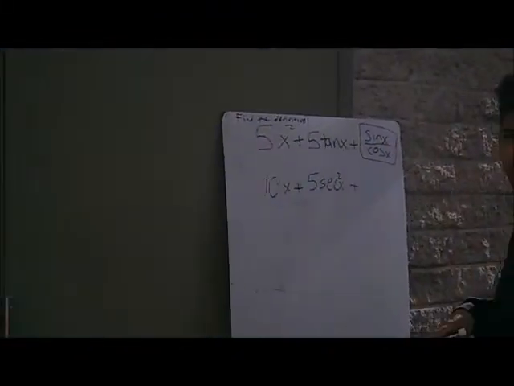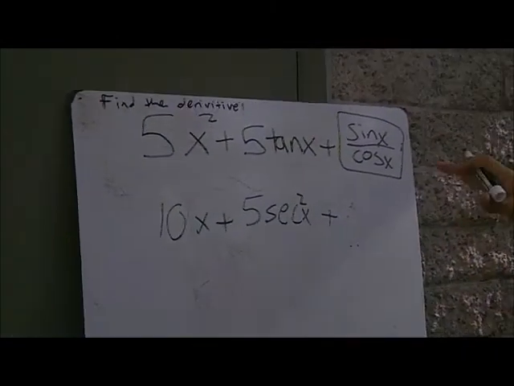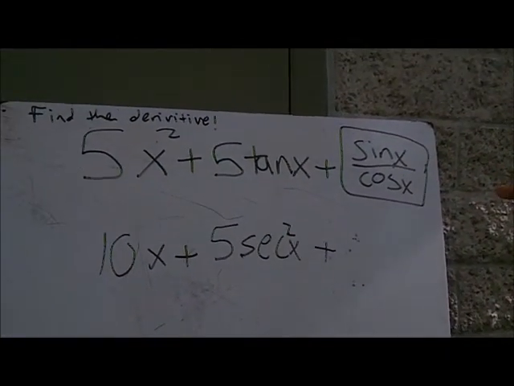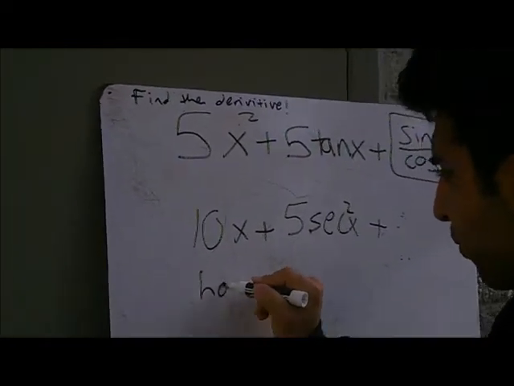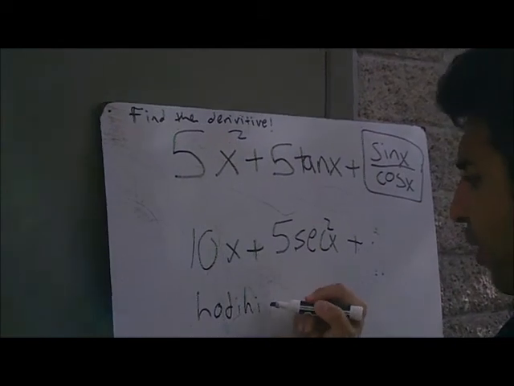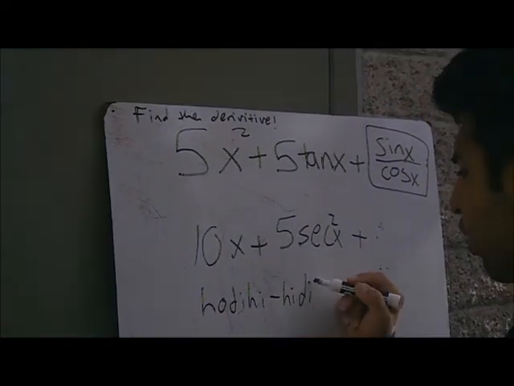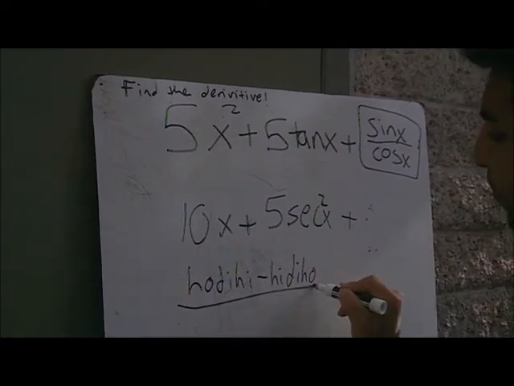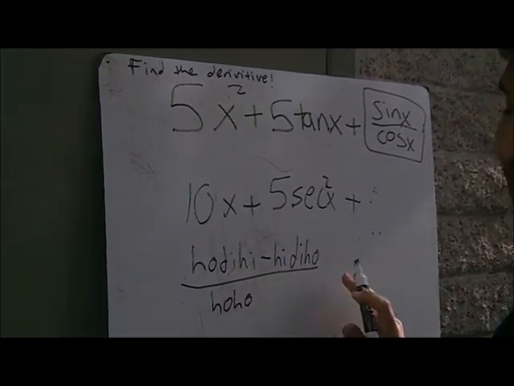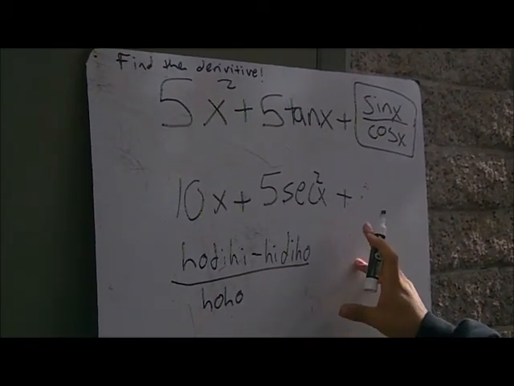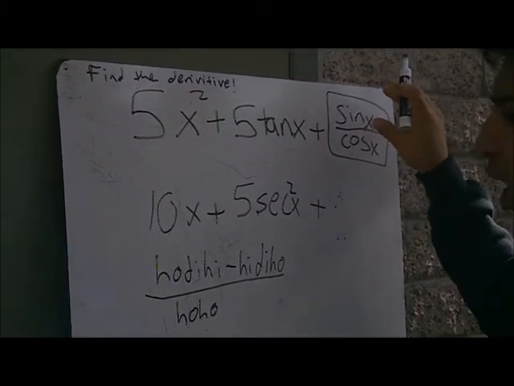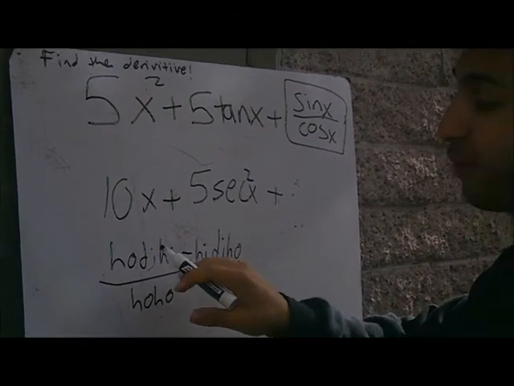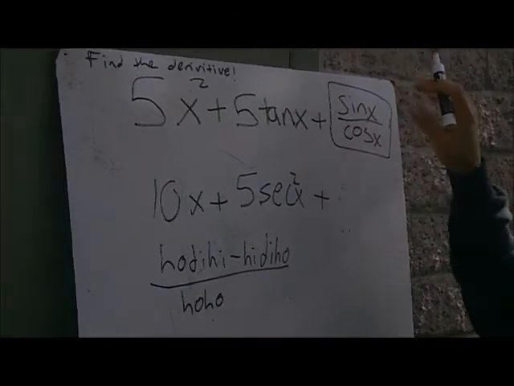Alright, no problem. I got you. Sine x over cosine x. Basically, what I'm going to do is use the quotient rule. The way I remember it is ho d high minus high d ho over ho ho. I use the bottom, ho, like low, and the top, high, and find the derivative, d high, of the top, which is sine x.